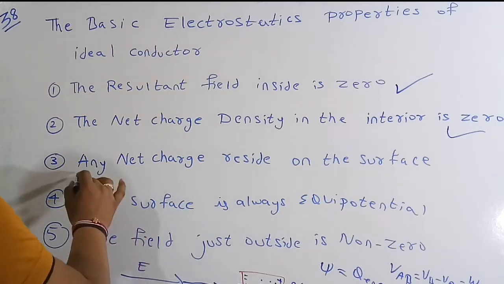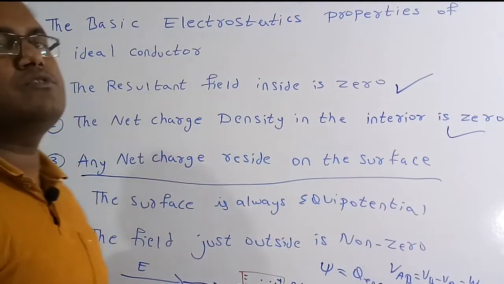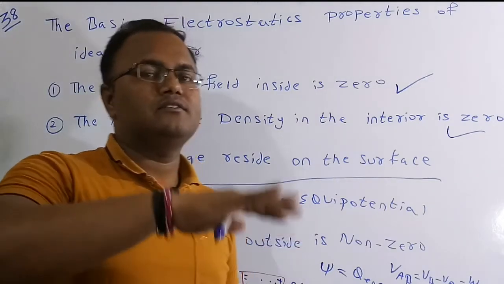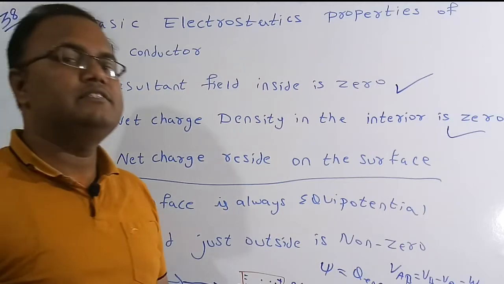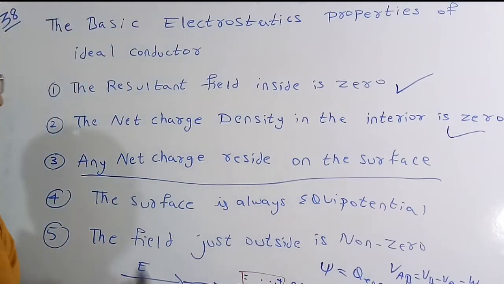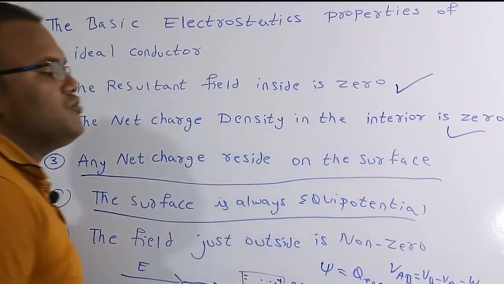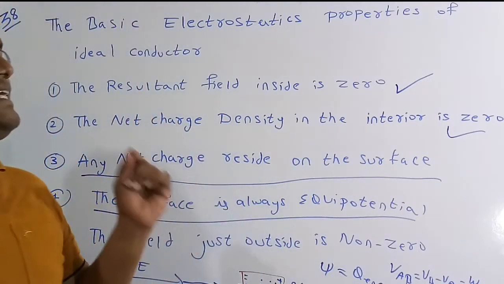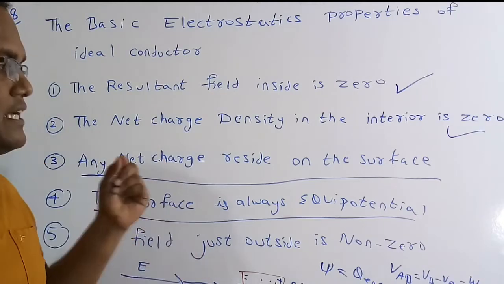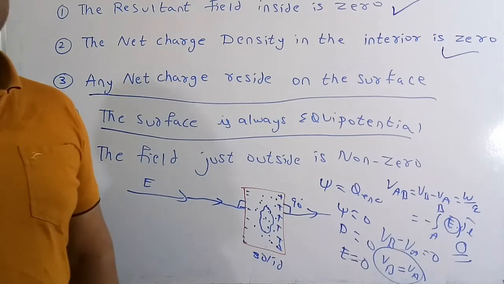And any net charge is going to reside only on the surface of the ideal conductor, but not inside the conductor. And the surface is always equipotential. As I have already told you, as the electric field inside is 0, the potential at each and every point on that conductor is always the same, or we can say it is an equipotential surface.